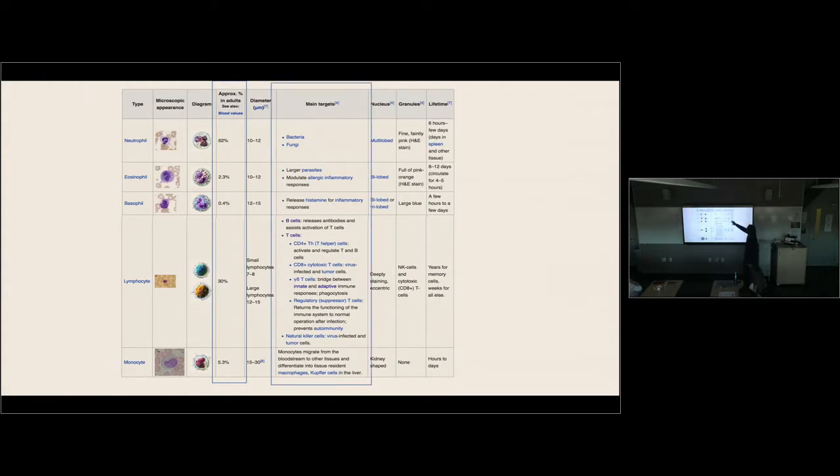And they target different things. Neutrophils are the primary response for bacterial and fungal infections. Eosinophils are much more prominent in parasitic infections or allergies. So these things you can look up, but essentially they're different. And they all last a different amount of time in the body too. The neutrophils, which do that immediate response, just last a few days.